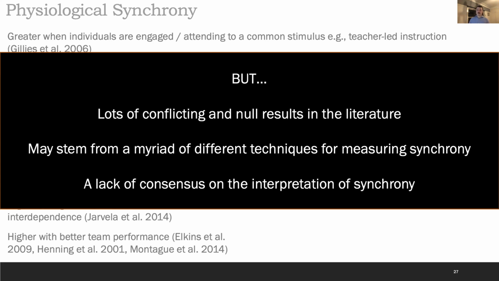But a big problem with synchrony research is that there's a lot of conflicting results and a lot of null results in the literature. And I think a lot of this stems from the fact that there are so many different approaches to how synchrony is calculated, and there's a real lack of consensus on the interpretation of synchrony. And I think as a field, this is moving ahead, but currently it's a bit of a minefield trying to interpret all these different studies.